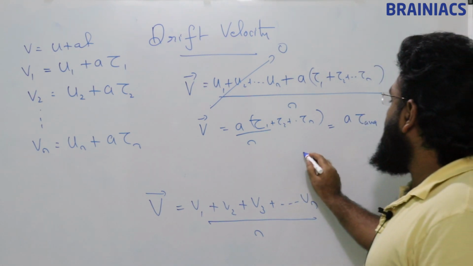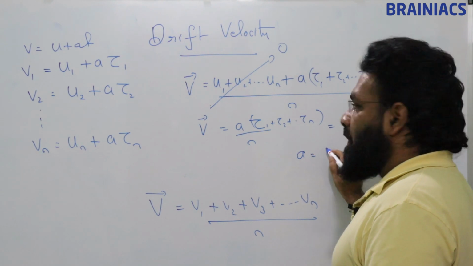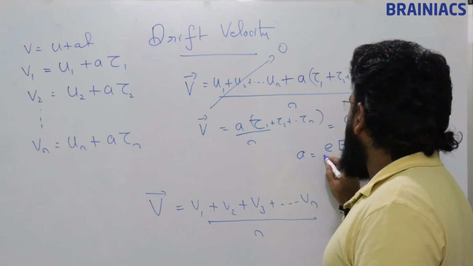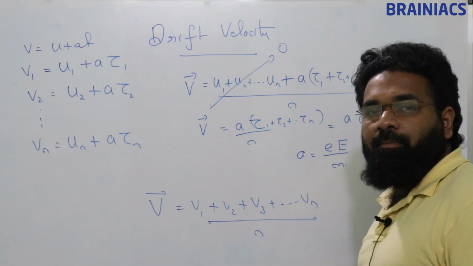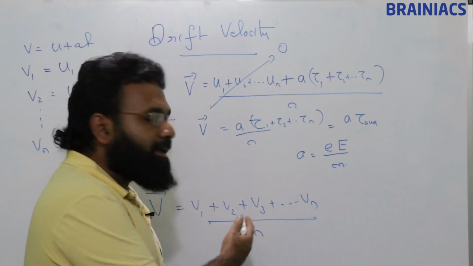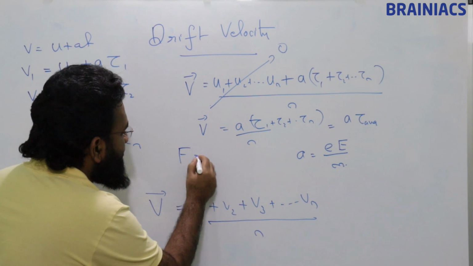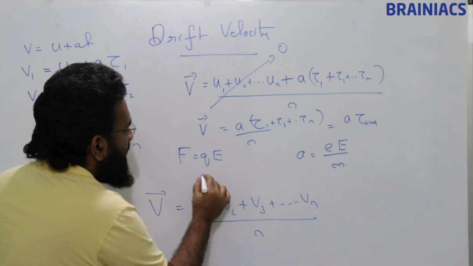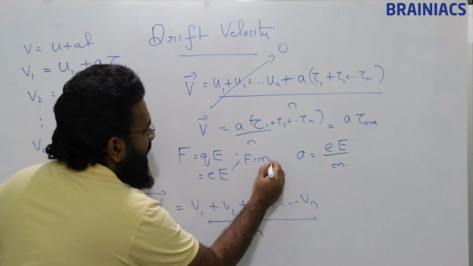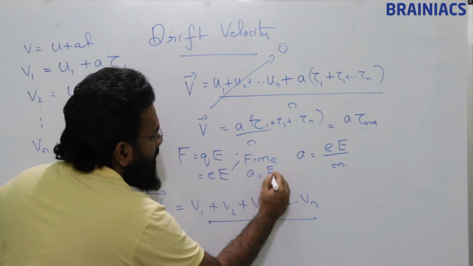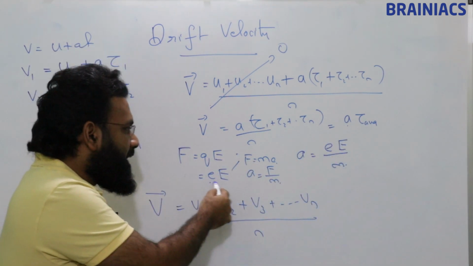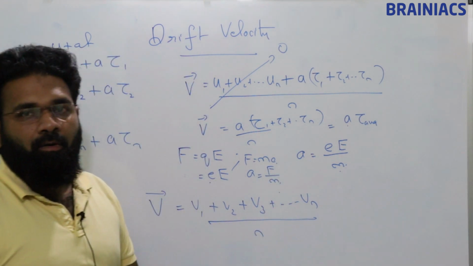Now what is this A, acceleration? If it is for an electron, it is eE by m. Force F is equal to QE. So for an electron I can say force F is equal to eE. Then F is equal to mA, so A is equal to F by m. So this A I am writing as eE divided by m, the mass of the electron.